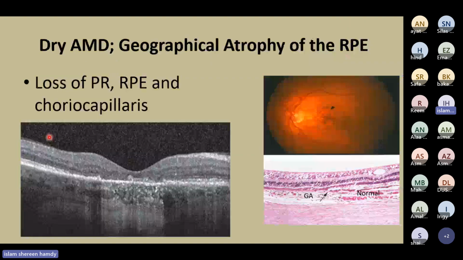We have another type of age-related macular degeneration, which is the geographic atrophy. So you have a scalloped area of atrophy at the macula. By the OCT, you find that there is thinning of the retina, and because the retina is thin, more light will pass there, and it will have this back shadowing. And histologically, this is the normal retina, and this is the area of the geographic atrophy. There is thinning of the layers of the outer retina and the choriocapillaris and the retinal pigment epithelium with loss of the photoreceptors.